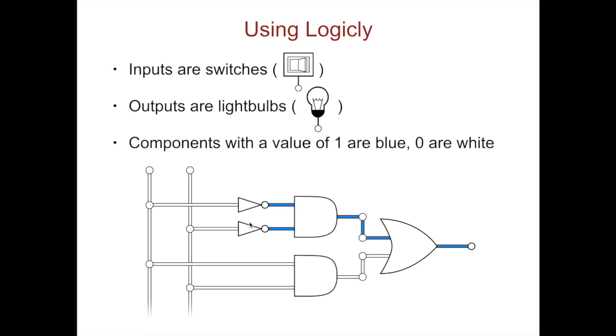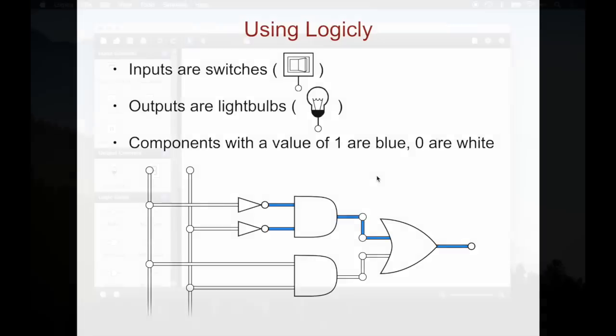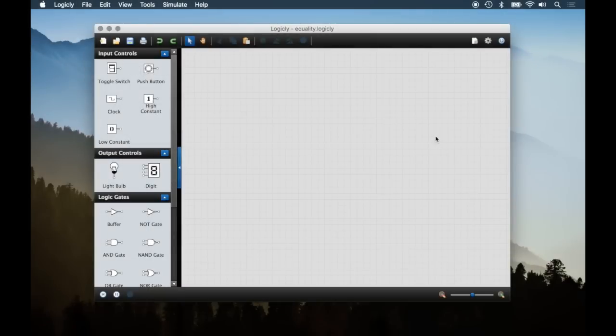So in this case, you can see already there are some wires here that don't have any input. They don't have any 1 values, so they're white, which means they're 0. And then this NOT gate, for example, its input is 0, so its output is 1, which is why the wire here is blue. Okay, so let's actually build this circuit in Logically.